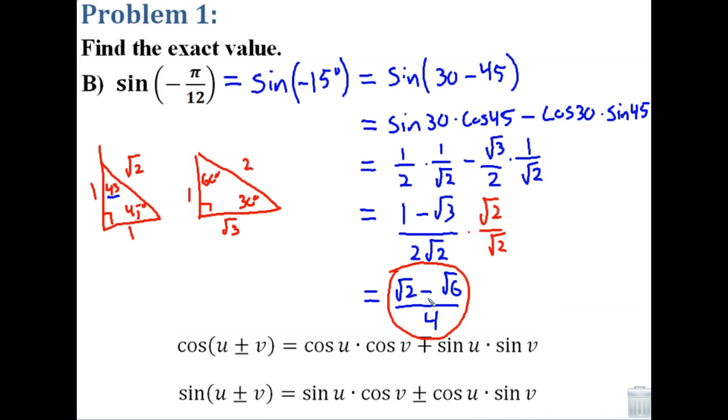The difference is which one's positive and which one's negative. Our last answer, we had a root 6 minus root 2. This one's just slightly different. But if you're getting something that looks like this, you know you probably did the question right.